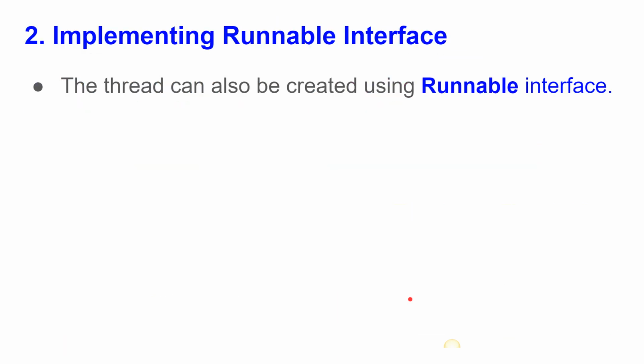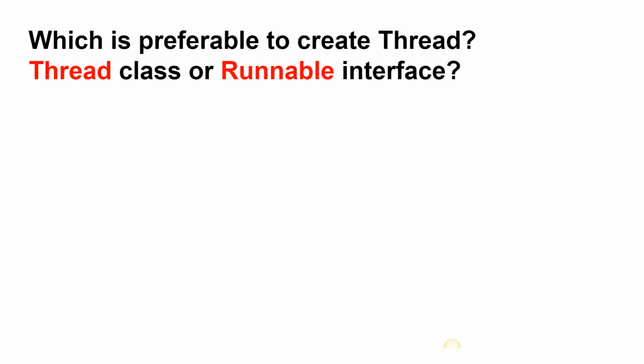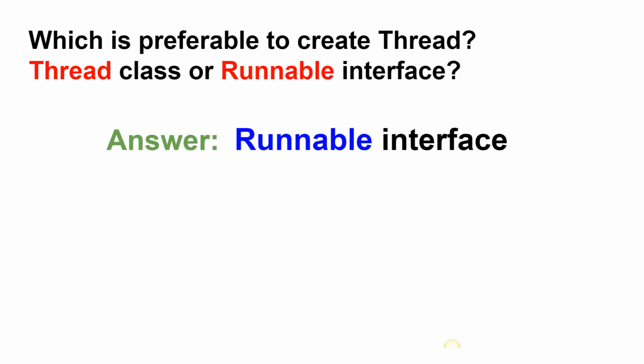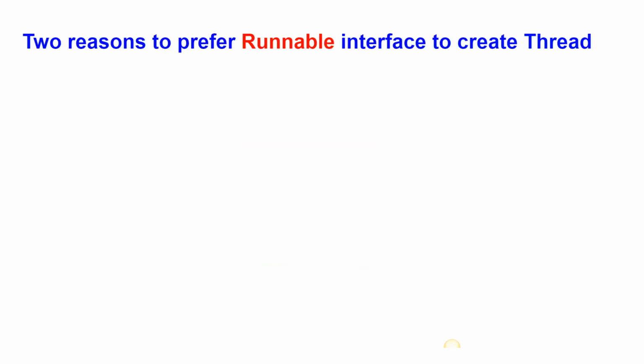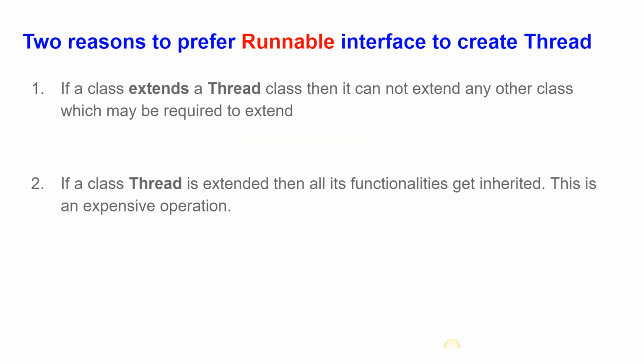Implementing the Runnable interface. The thread can also be created using the Runnable interface. So which is preferable to create a thread, the Thread class or the Runnable interface? The answer is the Runnable interface. Why is it preferable? Why not the Thread class? There are two reasons to prefer the Runnable interface. First, if a class extends the Thread class, then it cannot extend any other class which may be required to extend. So I'll show you an example now.